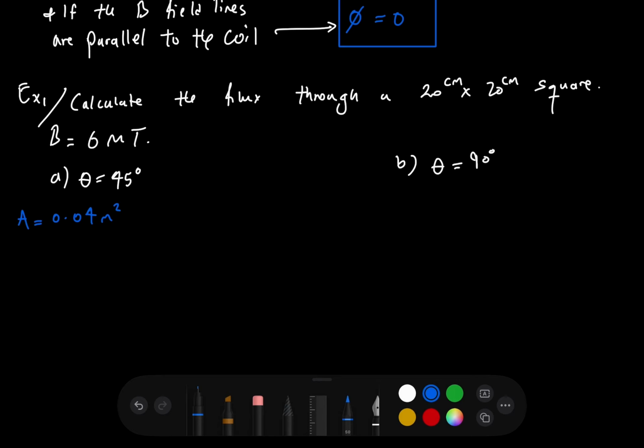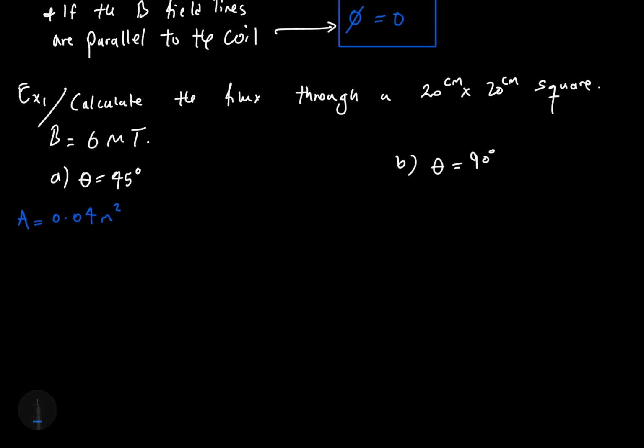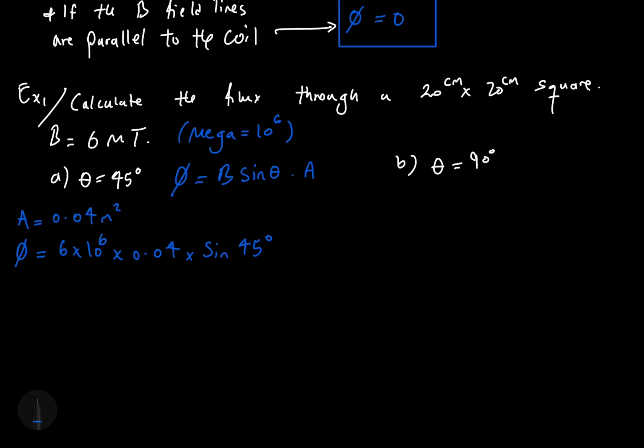Now let me just check that. Yeah. Now, in order to find out the flux, you just have to say phi is equal to the magnetic field intensity, which is 6 megateslas. Mega stands for 10 to the power of 6. So 6 times 10 to the power of 6 times 0.04, because phi is B sine of theta times area. So we're multiplying the magnetic field by the area and then multiplying it by the sine of the given angle, which is 45 degrees.